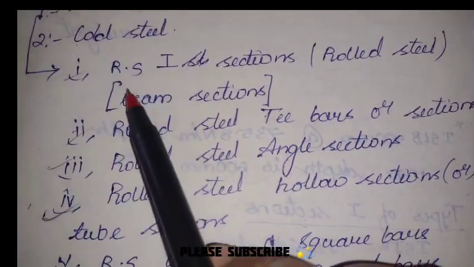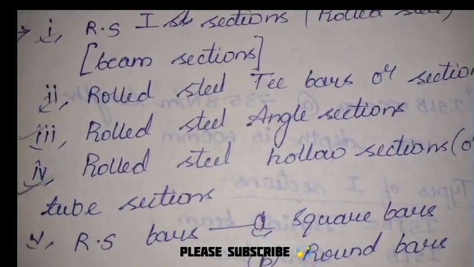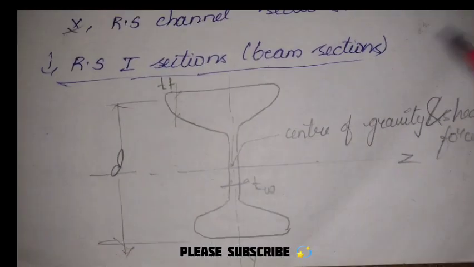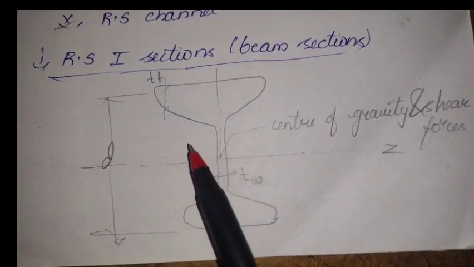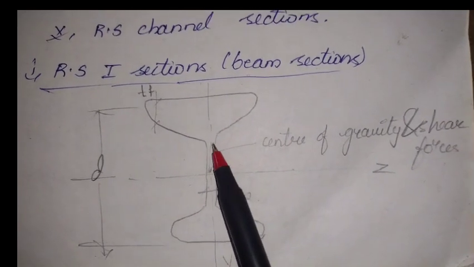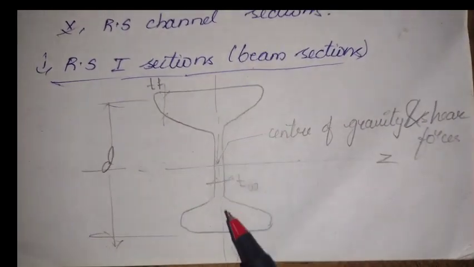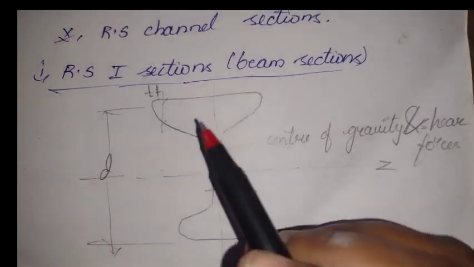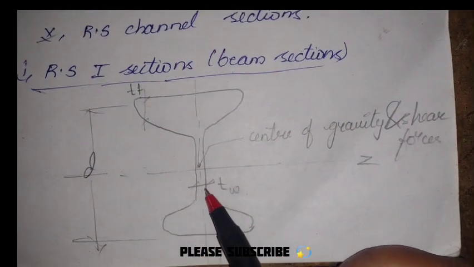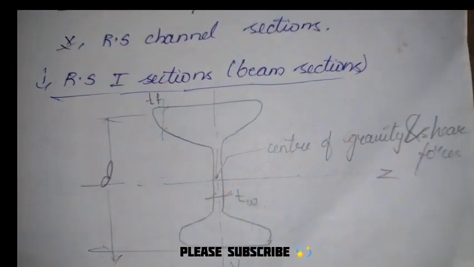Coming to the first one, we are having the rolled steel I sections. This is the I section I was talking about. Wherever we are having these two things, we call them flanges, and the middle one that is joining the two flanges, we call it the web. The representation is, this is the thickness of flange, this is the thickness of web, and this is the total depth of the I section.